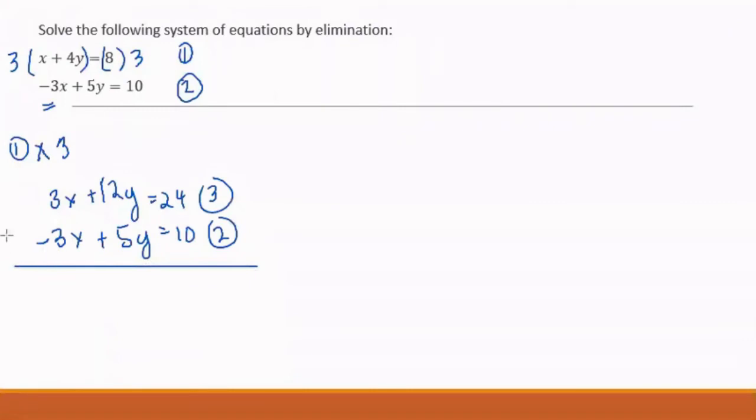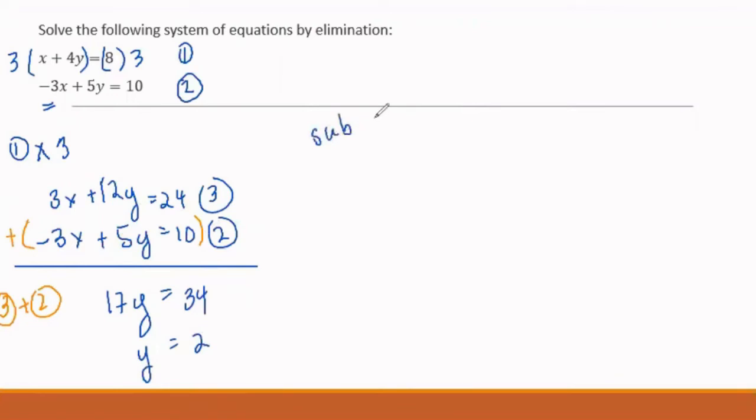Now we're going to add those 2 together. So now I'm going to add equation 3 and equation 2. And this shorthand, if you're leaving rough notes for yourself or for me, is really helpful to see which 2 equations you are adding here. So I've written the plus sign, but I've also indicated using the circled numbers what I'm trying to convey. 3x minus 3x is 0. 12y plus 5y is 17y, and 24 plus 10 is 34. Dividing both sides by 17 gives me y is equal to 2.